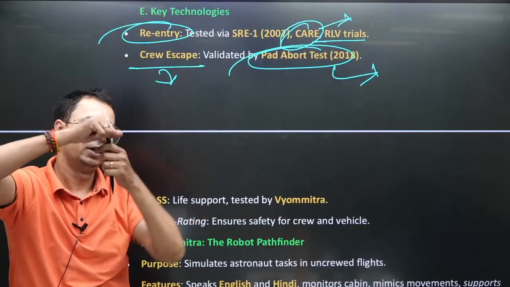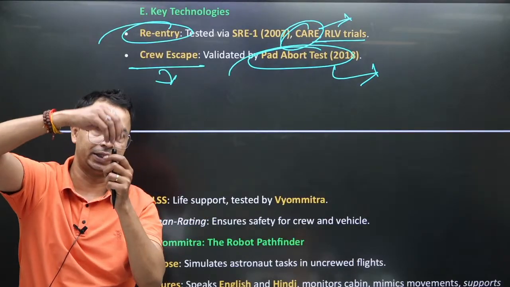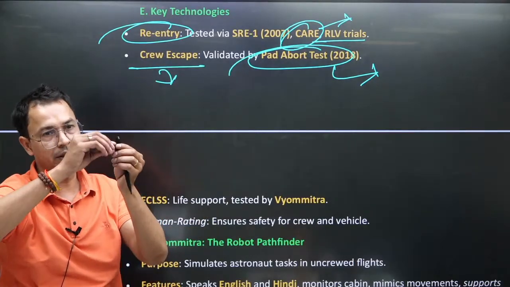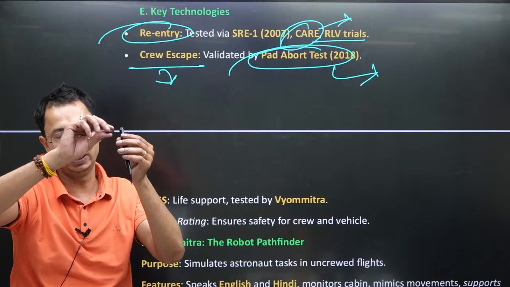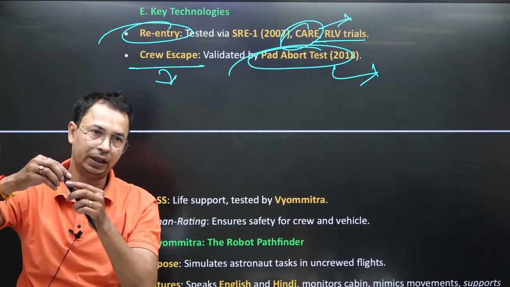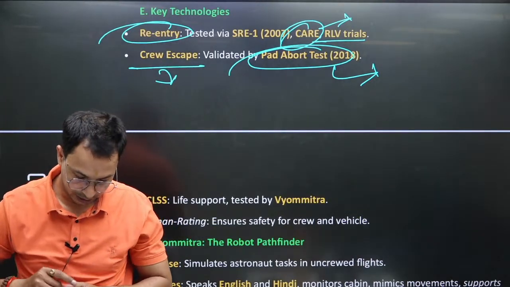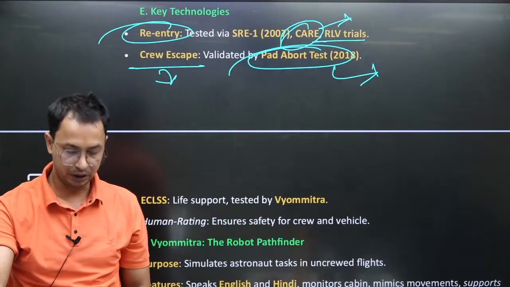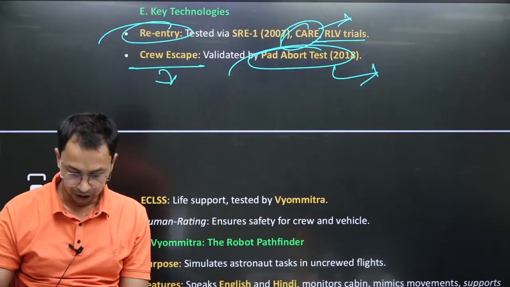Now what will happen? Here the crew module will be ejected from the GSLV, and using the solid motors, the crew module will come to the earth, and here the mission will be aborted. This is the crew escape system. And for re-entry, I have already told you.